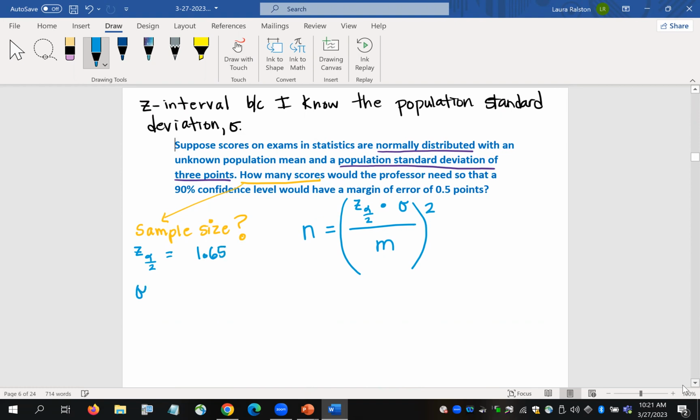It tells me in the problem that my population standard deviation is 3 and my margin of error is 0.5. I have all the numbers that I need. It is flat out plug and chug. I'm going to put all those numbers into this formula. So I would have 1.65 times 3 divided by 0.5, and then I'm going to square the answer.